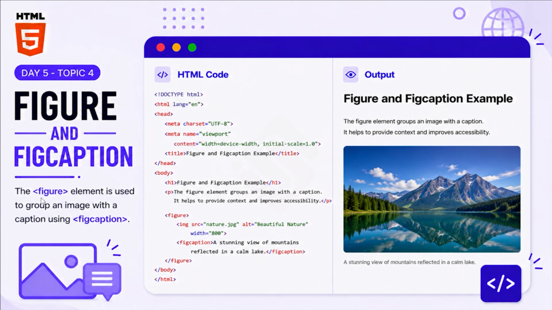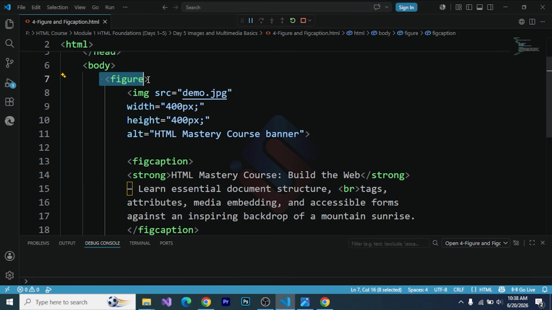These HTML elements help us group an image together with its caption. So why use them? Sometimes we want to explain an image. Instead of adding random text below it, HTML provides a semantic solution. The figure element creates a container for media content, and figcaption adds a caption for that content.